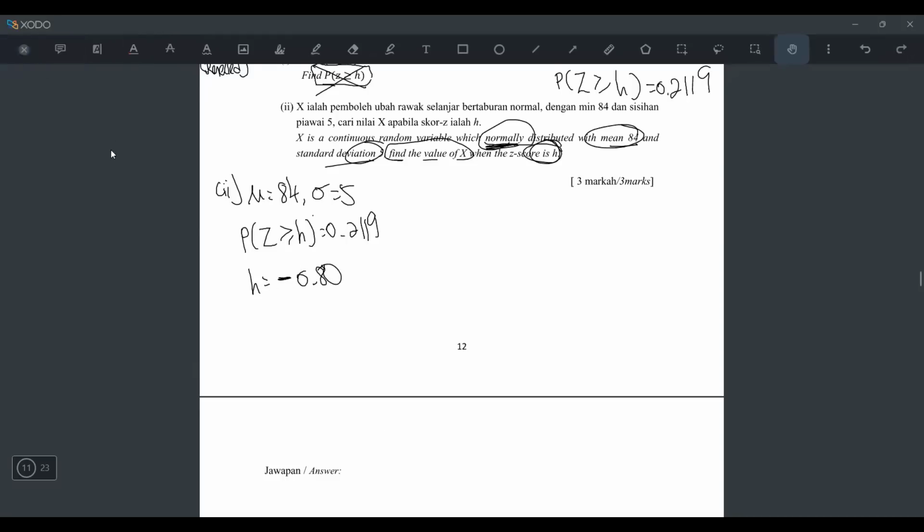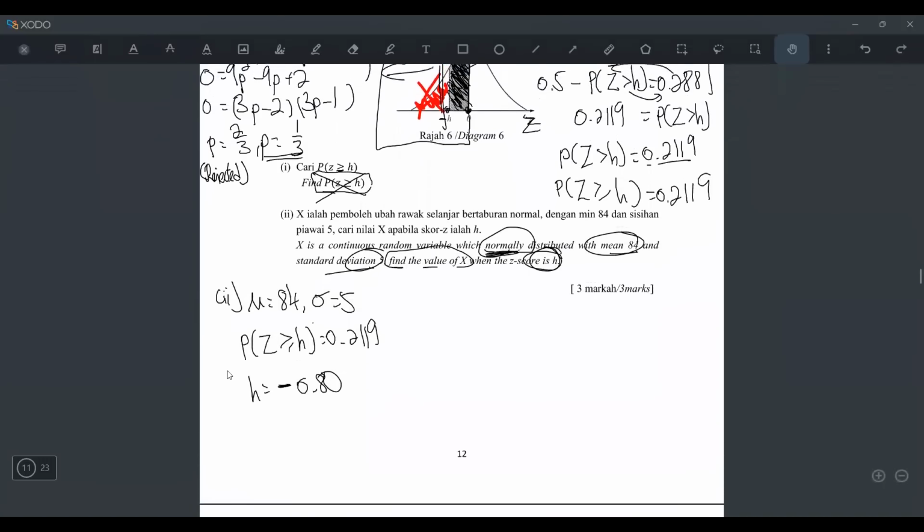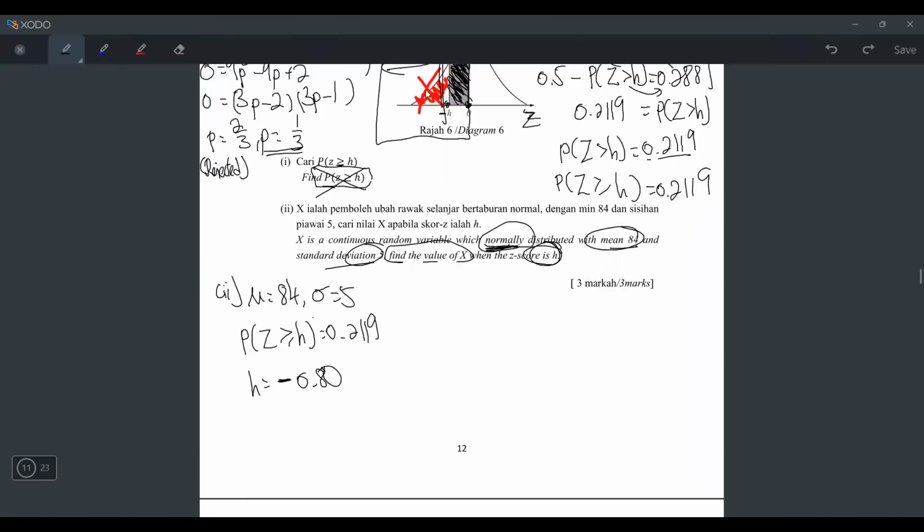Sometimes students will forget the negative one. That's also one of the careless mistakes. So remember to put the negative there because H is negative. Okay, now we already know H is negative 0.8. So now I can finally do that. So the Z score is negative 0.8, and the formula will be X minus the mean 84, divide by standard deviation 5. So if I want to find X, I will just press the calculator. Negative 0.8 times 5 plus 84. So I will end up with 80. So 80 is the answer.